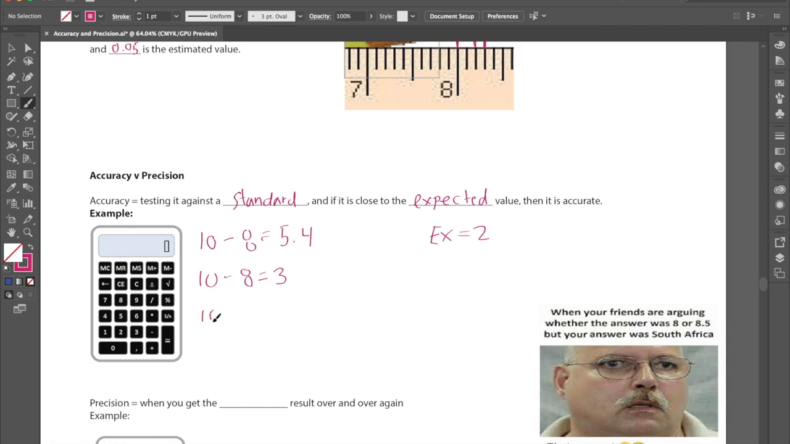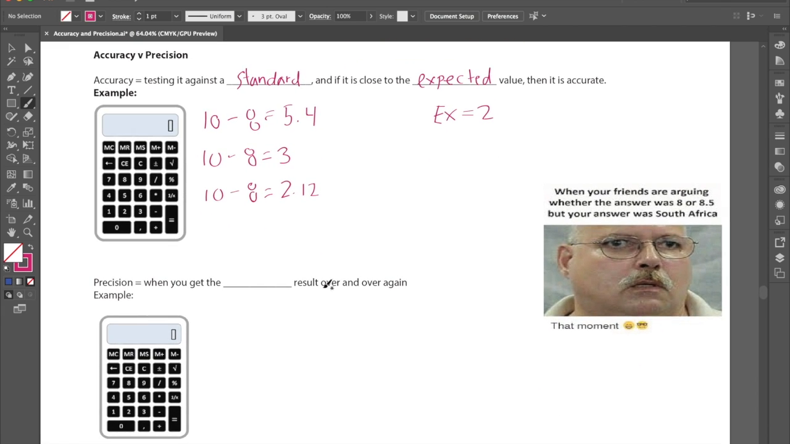Let's say you type it in again, 10 minus 8, and you come up with 2.12. It is more accurate because it is closer to that expected value. It is not right on that expected value, but we can say it's more accurate than our prior measurements. So that's what accuracy is: how close your measurement is to its expected value or its standard value.